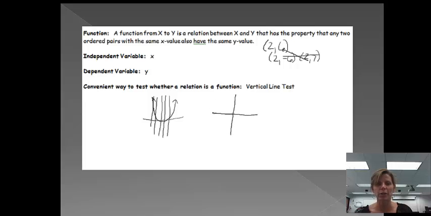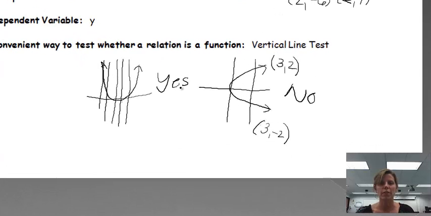One that would not be a function, let's say if I had a sideways parabola, and notice I can just draw one vertical line and I already notice it doesn't work. The vertical line passes through more than one time, which is showing, as an example, this might be the point (3, 2), and this is the point (3, -2), and that's not allowed. If I have an x value, they both have to have the same y value, and they don't in that case. So that does not pass the vertical line test. So this one was not a function, and this one was.